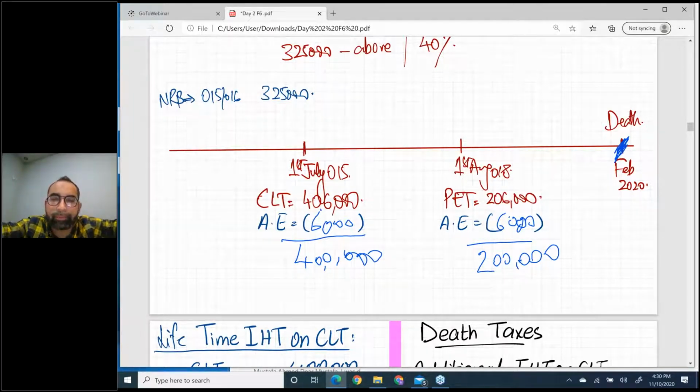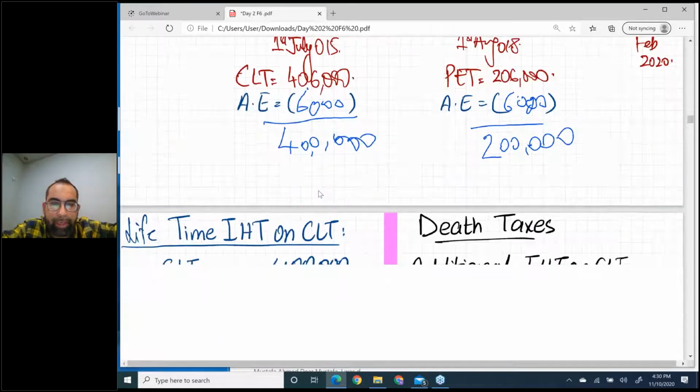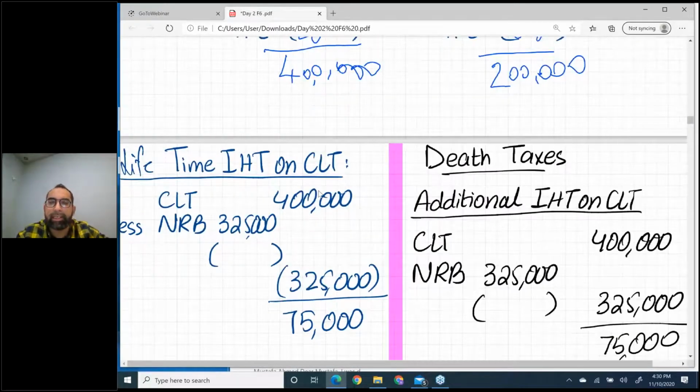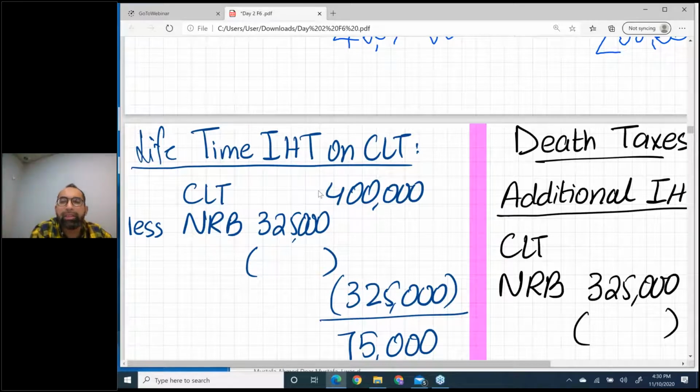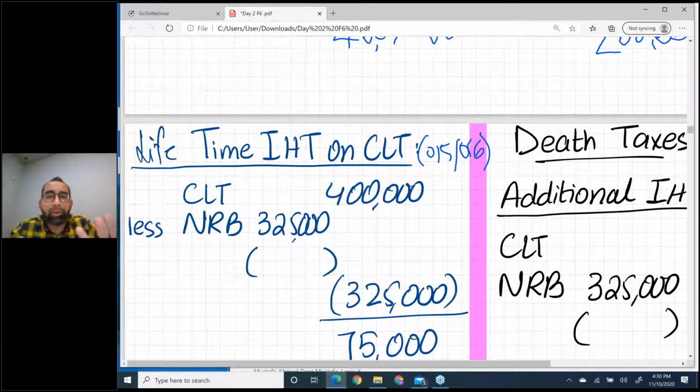Okay, let's start. And don't forget, the person is alive. The person is not dead. Now, look at here. The heading is lifetime IHT on CLT. What is the chargeable amount of CLT? This is 4 lakh after annual exemption. Now, if you remember, the person is alive right now, and this gift is given in 15-16 fiscal year. So we have to use the NRB, nil rate band, of 15-16.